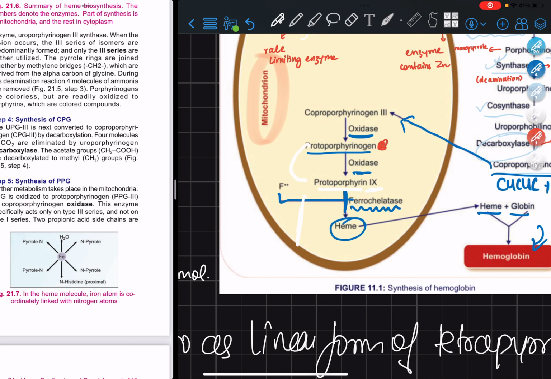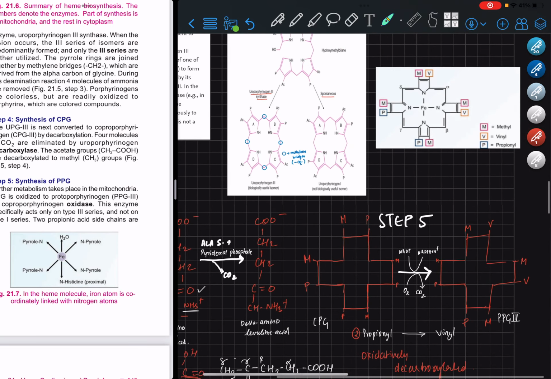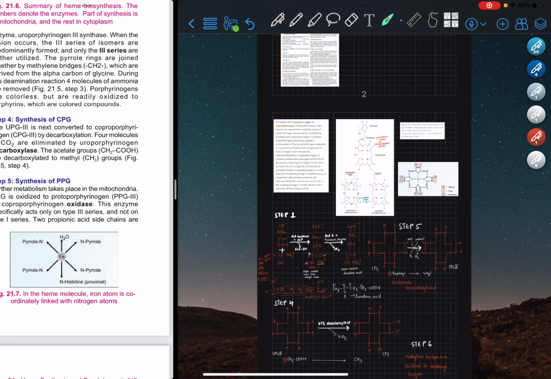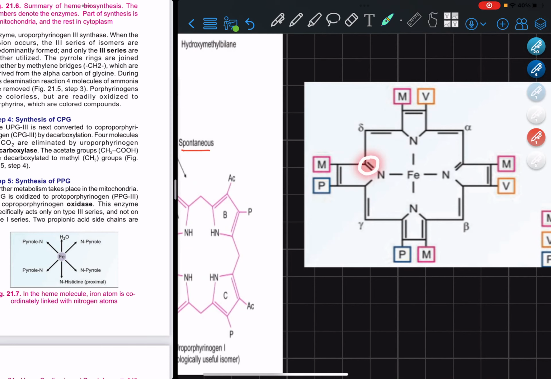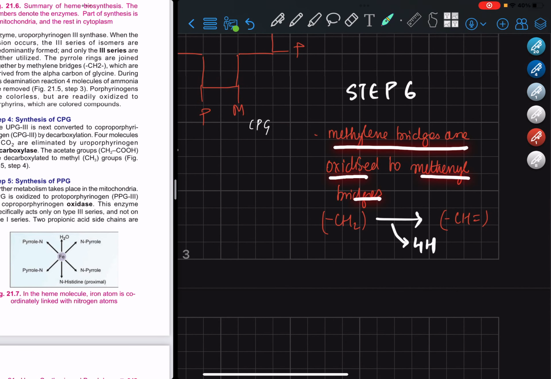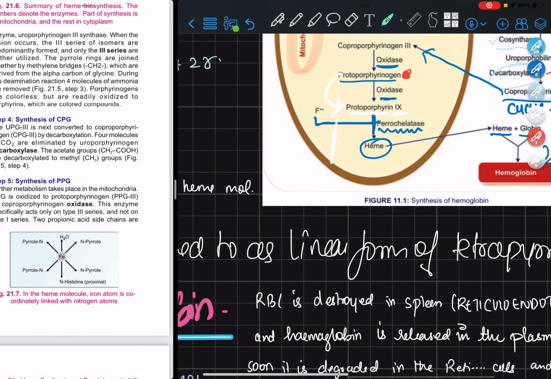So what happens in this reaction is again oxidation. In that oxidation, if you see here, there are CH2 groups, CH2 methylene bridges. They are converted to methine bridges, which you can see here. These are the bridges which I've written here. Methylene bridges are oxidized to methine bridges. This is CH2 and this is CH double bond. Therefore, hydrogens are given up. That means oxidation has occurred. So that is step 6 of heme biosynthesis.